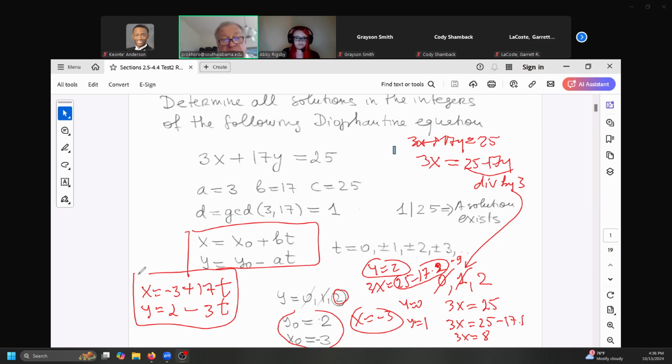If we substitute different values of t, we get different pairs. This means infinitely many solutions. This formula gives us infinitely many solutions. If t equals 0, we get x equals negative 3, y equals 2. Then we can substitute 1 or negative 1, and so on. So using an arbitrary integer value of t, we get different pairs of the solution. This is what we need to write for the answer.